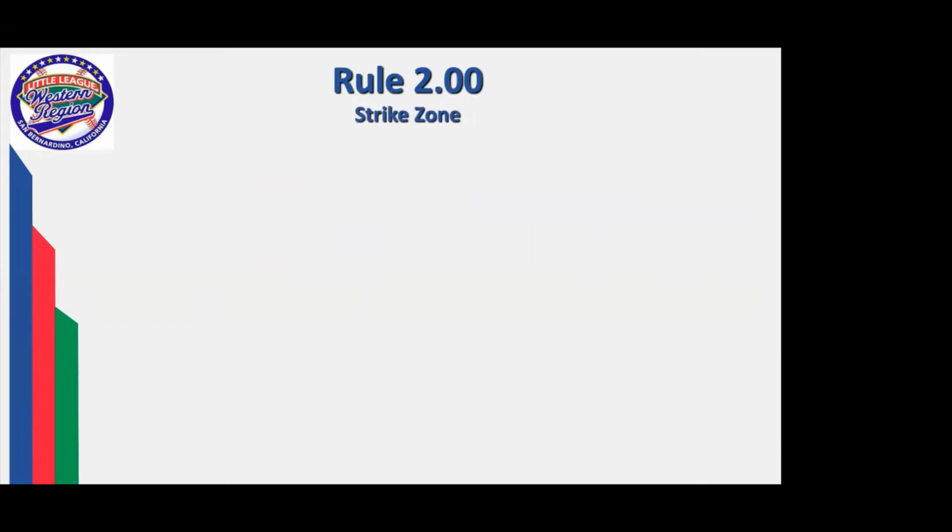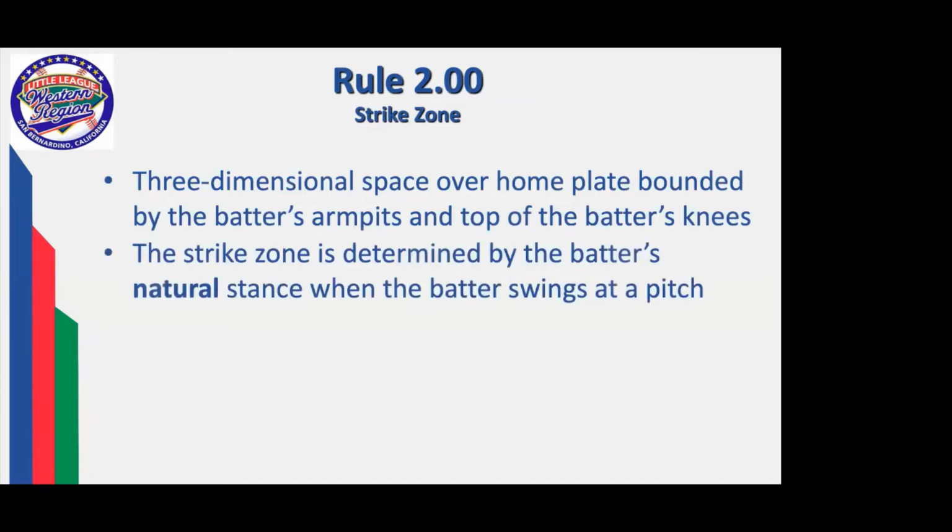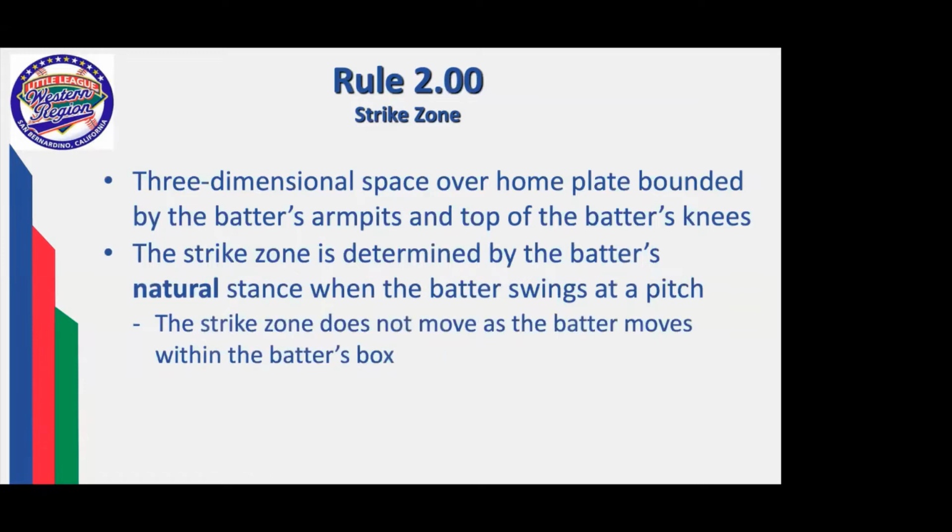The strike zone. Something that we study year after year after year and continue to sharpen your skills at properly recognizing what it is. 3-dimensional space between the batter's armpits and top of the batter's knees over home plate. Normal stance, natural stance by the batter determines the strike zone. Remember, the strike zone does not move as the batter moves within the batter's box. So whether the batter moves well forward, well back, moves away from the plate, that strike zone remains fixed over home plate.